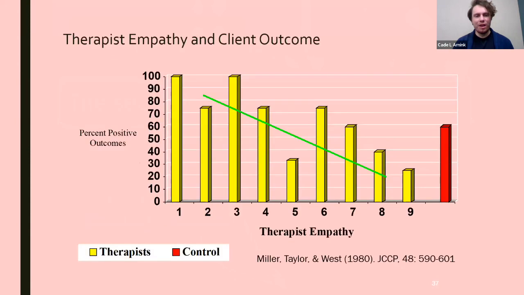And in a similar vein, research has shown that this research study looked at therapist empathy and client outcomes. Therapists were rated on their empathy, and therapists who scored higher empathy had better client outcomes, while therapists with lower empathy had worse client outcomes. And this result really showed us that low therapist empathy can actually be toxic to client outcomes.